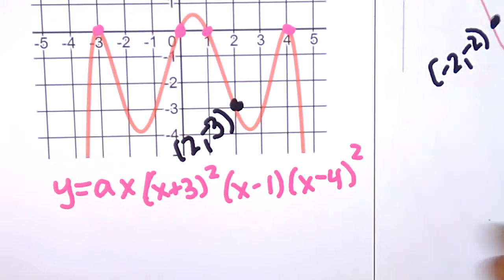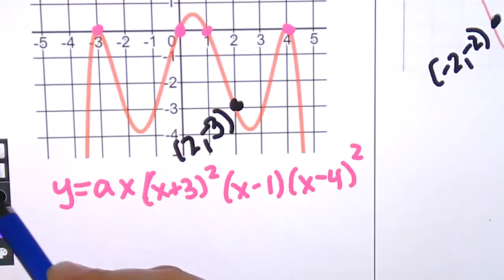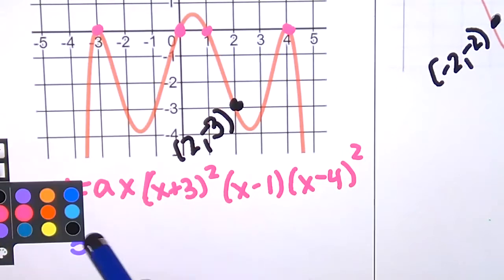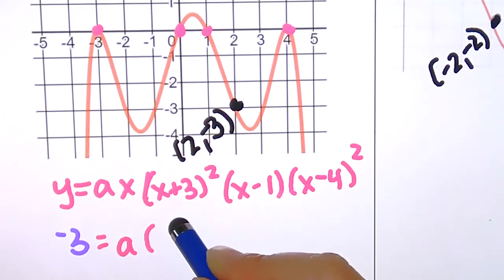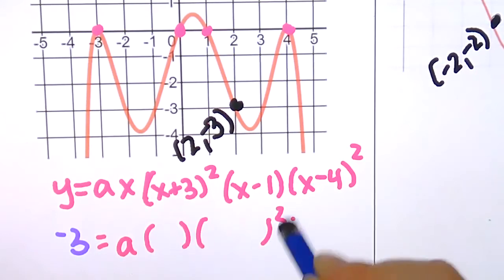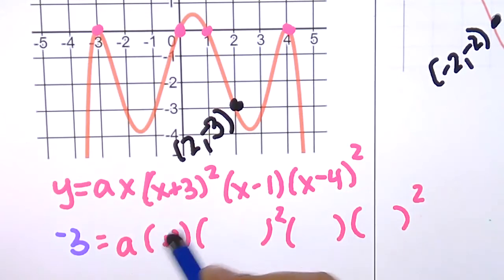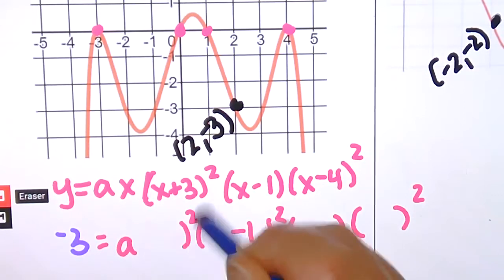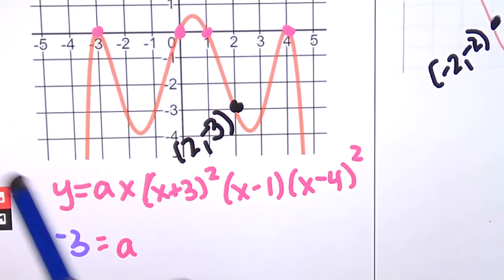Now I'm going to find my A. To find my A, I'm going to be substituting in this 2 and this negative 3. So I'm going to go negative 3 equals A times, and let me just write this out. I'm going to have my plus 3 squared, my minus 1. Oops, hold on. I'll just write it out. I was going to try to color code it. Okay.